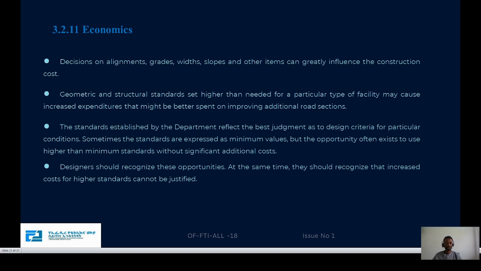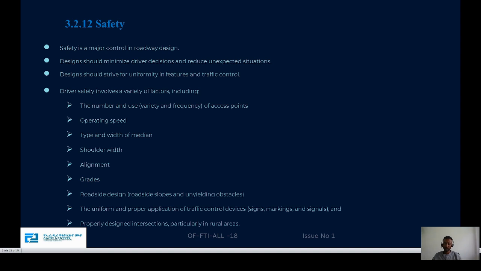We have increasing geometric as well as structural standards. The standard established by the department reflects most judgments as to design criteria and particular conditions. Sometimes the standard will be expressed as a minimum value. For example, a minimum value of radius for horizontal curves, and a minimum value for stopping sight distance also will be related to this. Designers should recognize this opportunity, since increasing the cost for high standards cannot be justified.